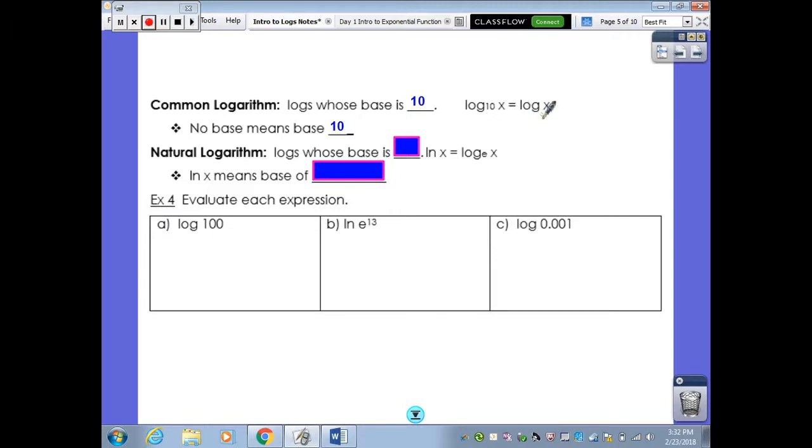Natural logarithm. Logs whose base is e. ln of x is equal to log base e of x. ln represents the natural log. ln x means base of e.